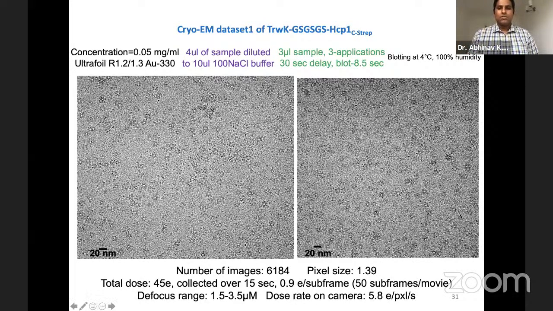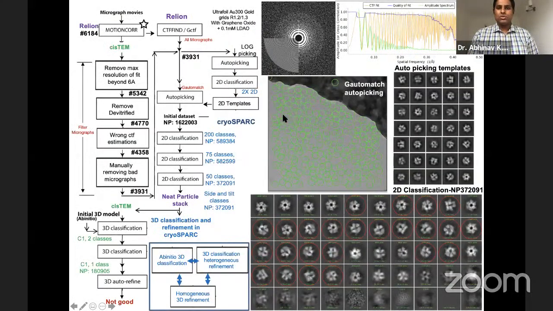So what we do is we pick those tiny spots as individual particles first. As you can see, each circle represents an individual protein, which the program can detect from the ice. And then it can extract the information of that particle from the ice. But just that is not enough.